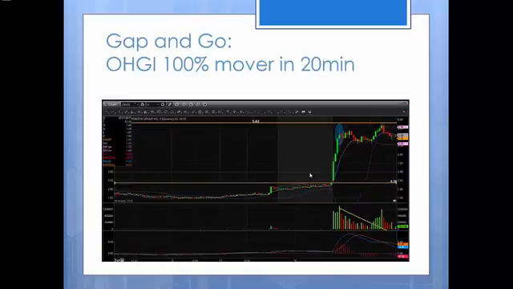OHGI, this was the stock that we talked about earlier. This was a gap and go trade, long from 250, sold on the move to $5, 100% win in 20 minutes.